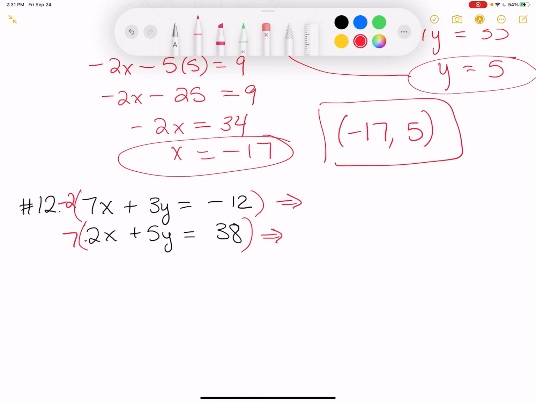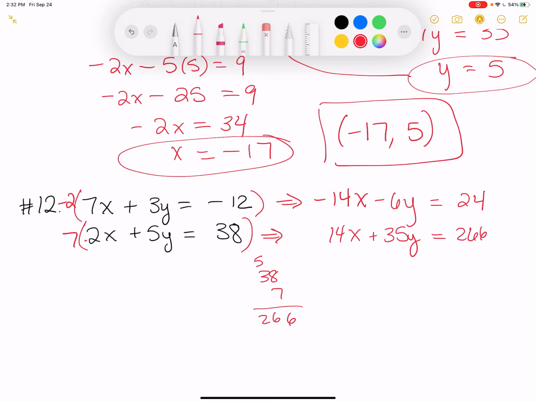All right, so negative 2 times 7x is negative 14x. Negative 2 times 3y is negative 6y. And negative 2 times negative 12 is positive 24. So that's my new top equation. My new bottom equation: 7 times 2x is 14x. 7 times 5 is 35y. And 38 times 7 is, we're just going to do this one down here really quick. 266. I hope that's right.